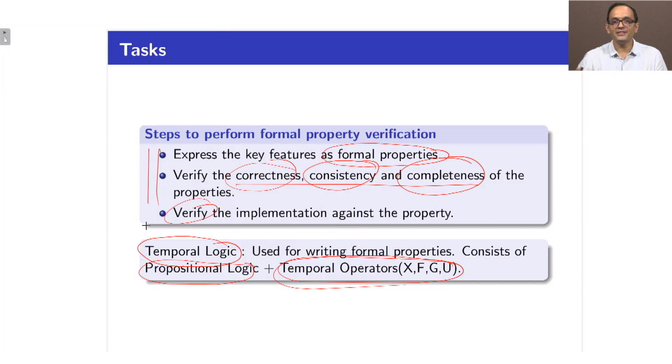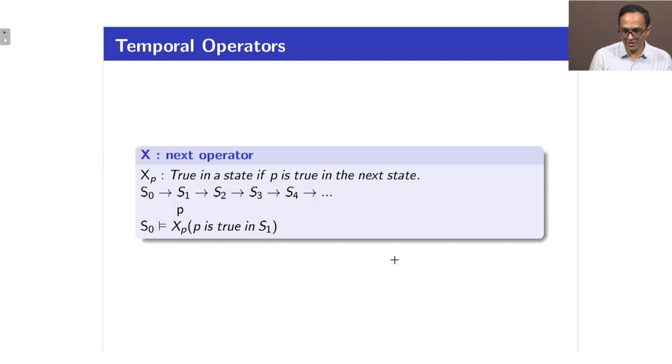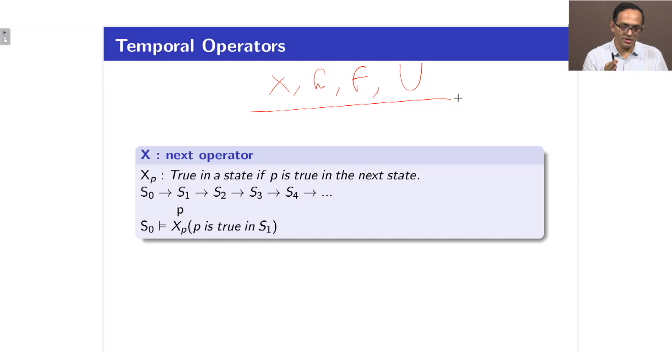This verification algorithm I will discuss in future classes. Today I will just introduce the temporal logic, right: what these temporal logics are and what their interpretation is. So, there are 4 temporal operators, as I talked about. You have X, which is called next, you have G, which is global, then you have F, which is future, and you have U, which is called until. So, there are 4 temporal operators, and I will talk about them.